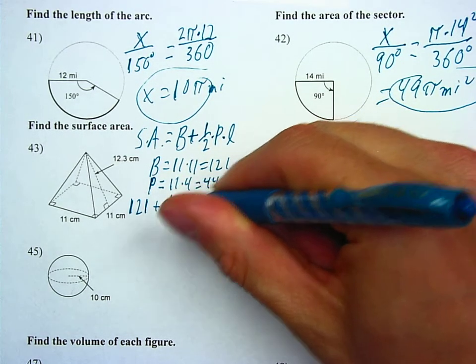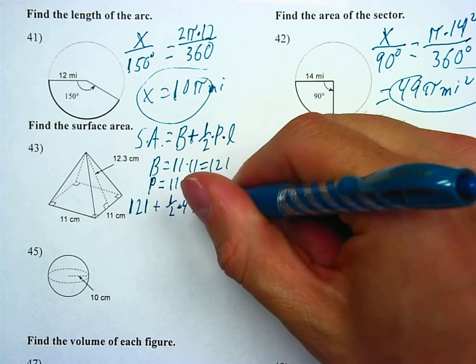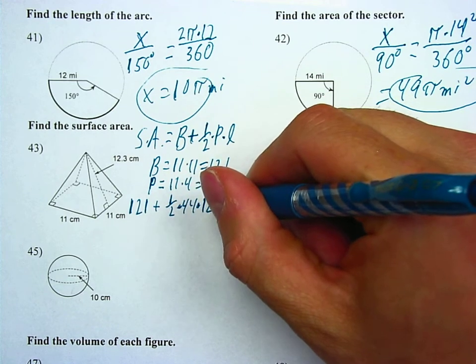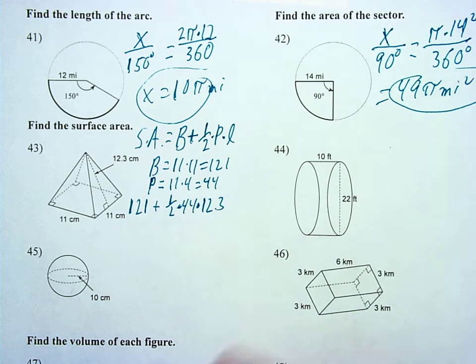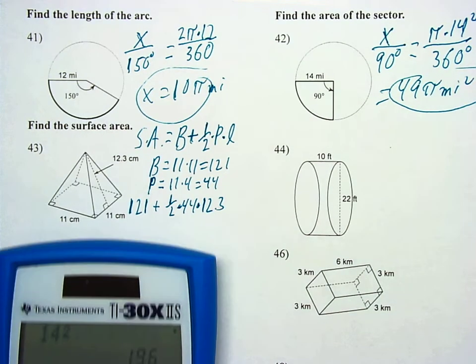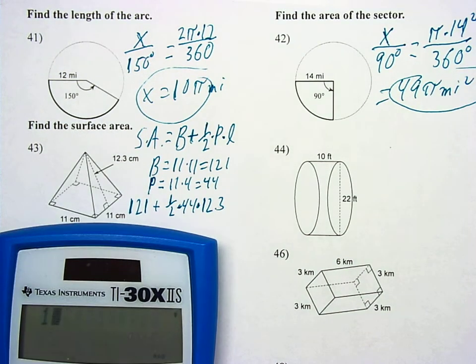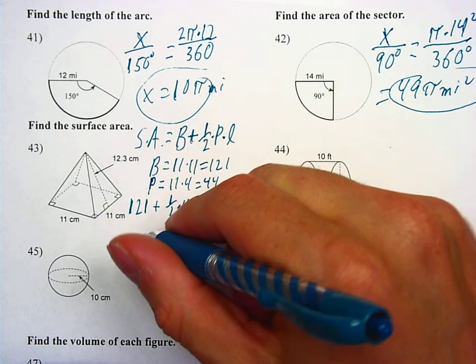Now I did format this question on the exam so that the decimal is more manageable, so that you guys that are not using a calculator can do this by hand. So it will not require a calculator. So 121 plus 1/2 times 44 times 12 3/10 is equal to 391 6/10 square centimeters.